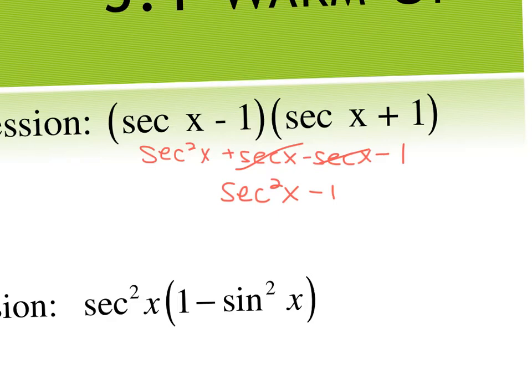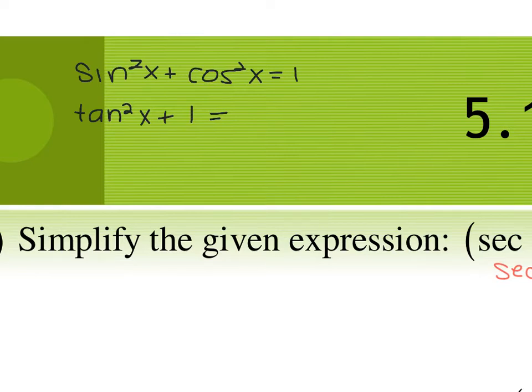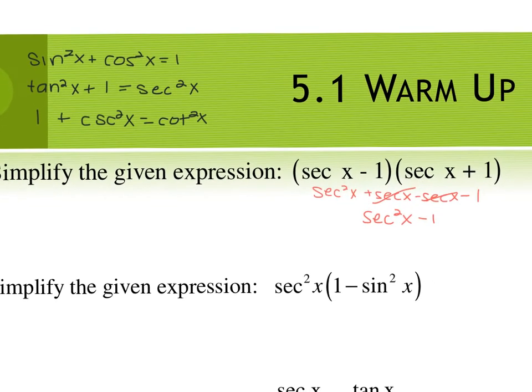Good. So this is one of your identities. Remember, your Pythagorean identities would be sine squared plus cosine squared equals 1, and then tangent squared plus 1 equals secant squared, and then 1 plus cosecant squared equals cotangent squared. So this is my secant squared minus 1, which means I'm taking the second one, subtracting 1 from the left and the right side, which just leaves you with tangent squared.